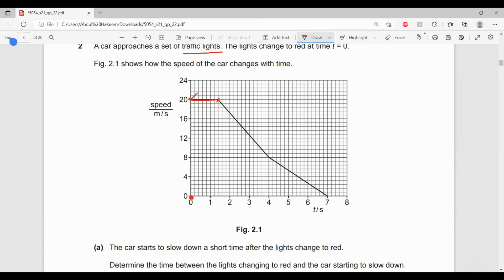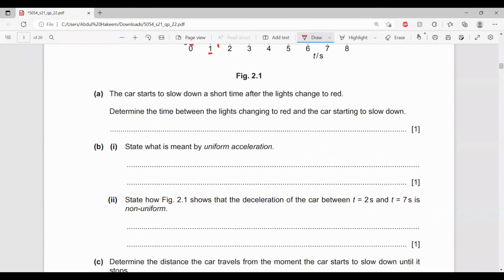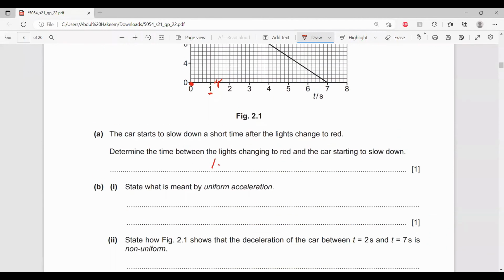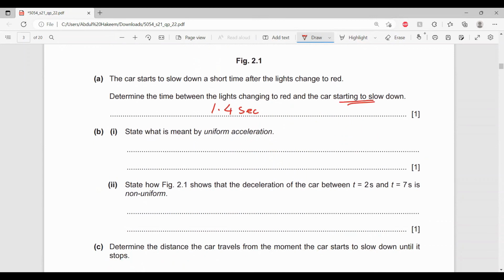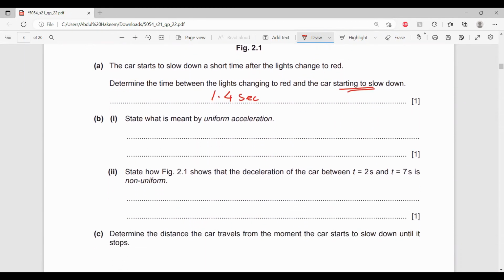So this time is required. Mark it on the x-axis. This is 1, this is 1.2, this is 1.4. So we will write here 1.4 seconds is the time at which it starts slowing down. Next is: what is meant by uniform acceleration? Look, acceleration is equal to change in velocity divided by time. We have to write what is meant by uniform acceleration.